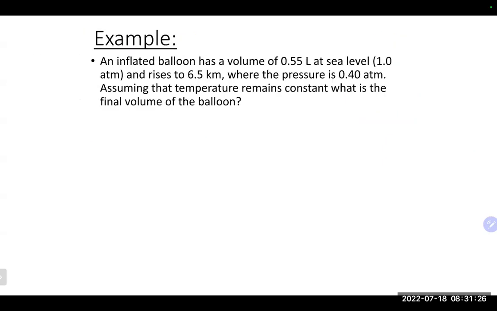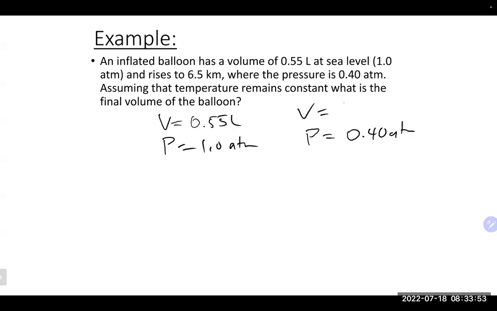All right, so try this one. An inflated balloon has a volume of 0.55 liters at sea level, and it rises to 6.5 kilometers where the pressure is 0.4. What is the final volume of the balloon here? Okay, let's take a look. Once again, pulling out the information, we've got a volume of 0.55 liters. We've got 1 atmosphere, which is a pressure. We've got 6.5 kilometers, which is useless information. And we've got a pressure of 0.4 atmospheres. And we are definitely looking for a volume.